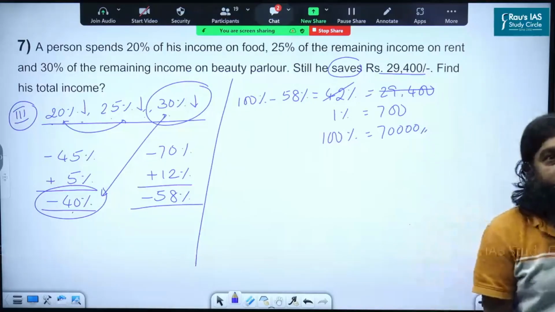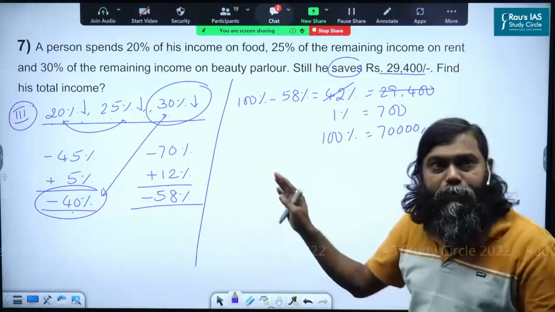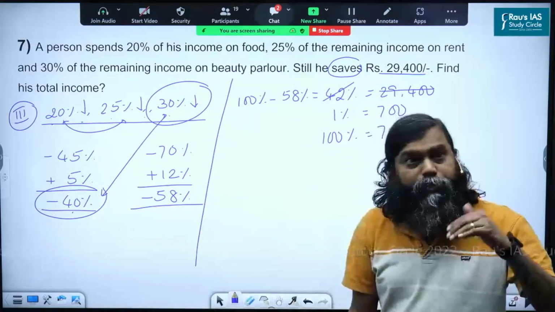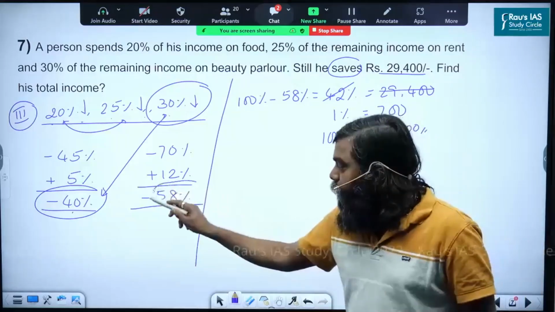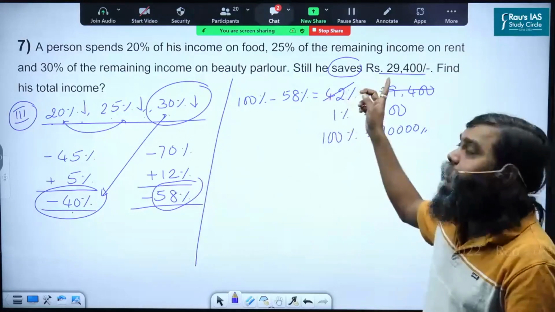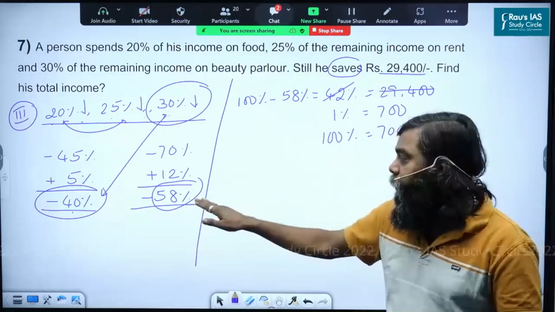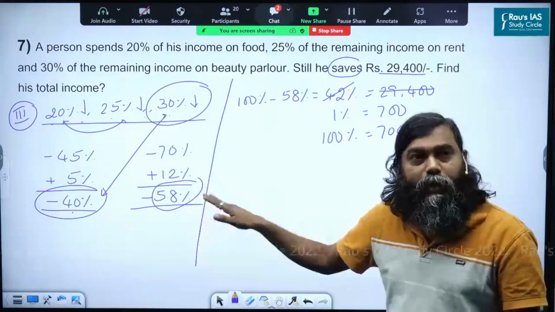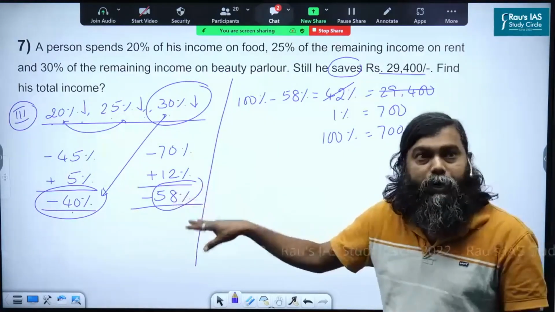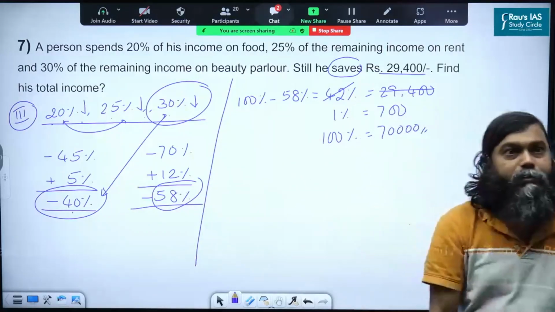All are understood this? Why I'm solving like this also: somebody is always happy with this interpretation, but what mistake will they make? Whatever they get as 58%, they will say 58% is equal to 29,400. They will write like this. But what is the meaning of 58%? You withdraw 58% of your income, or your total expenditure is 58%. Getting everybody?